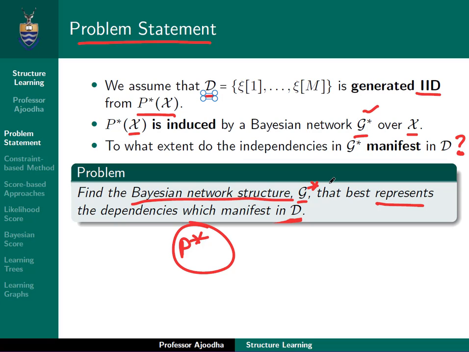Obviously not G star, right? I hope that doesn't confuse you. We're just looking for the normal G, a graph structure that best represents the dependencies that manifest in D. Obviously, there might be others. There might be a whole class of models that best do it, but we're trying to find that set. The most ideal thing would be to find G star. I'm sure you realize that, but you'll see at the end of this talk that it's not always possible. In fact, it's almost never possible.